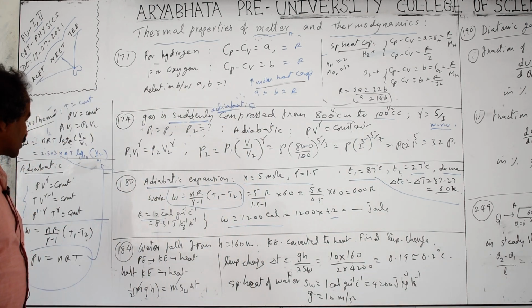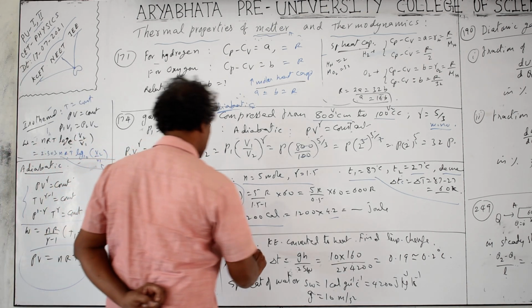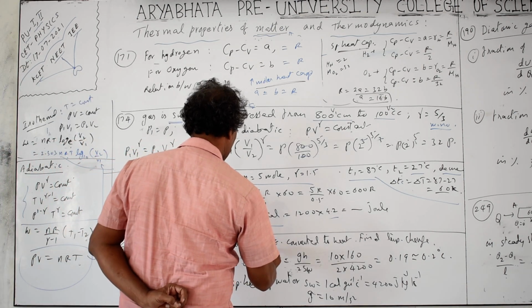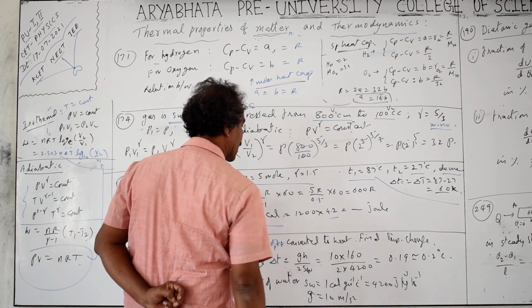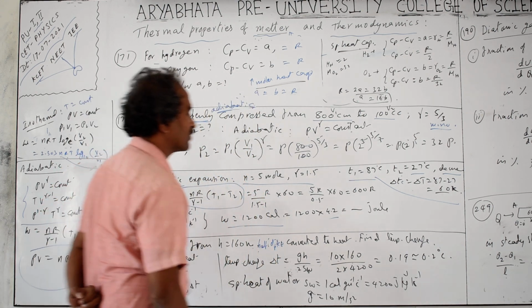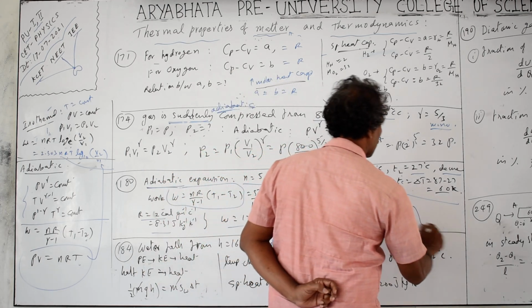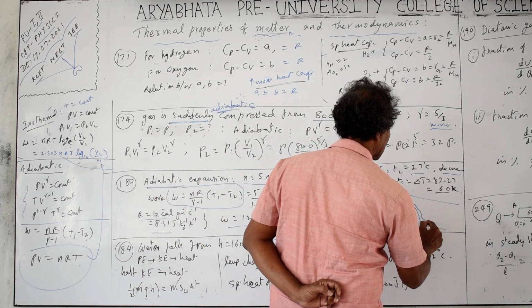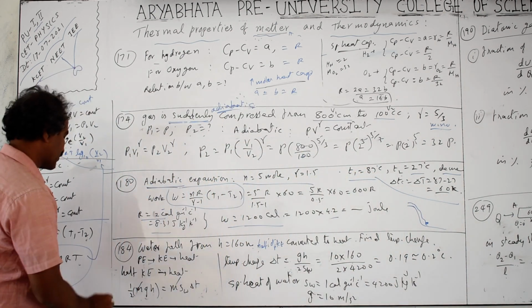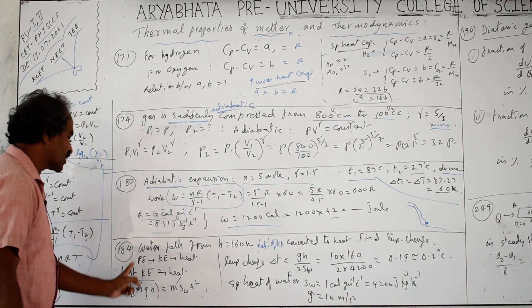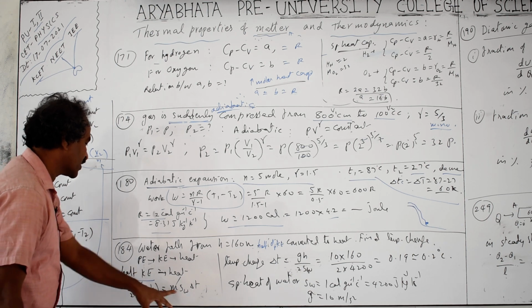Next, 184th question number. Water falls from a height of 160 meters, half of the kinetic energy is converted to heat. Find the temperature change. Whatever the water falls from height, the potential energy is converted into kinetic energy, that is raising the temperature at the bottom. But total kinetic energy is not converted, half of kinetic energy is converted. So potential energy equal to kinetic energy, but half of that energy is only converted into heat.